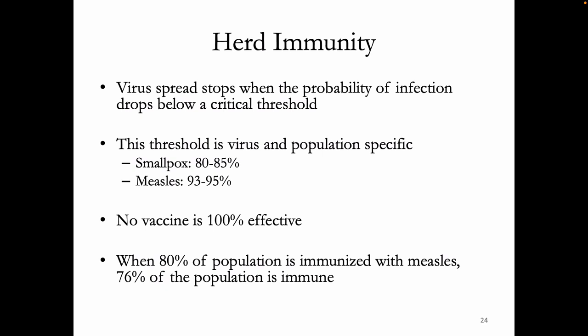So you can be like, oh, sweet, there's 5% that don't have to be. I'm going to be one of the 5% because I don't feel like it. Just know that that 5% also includes all the people who got vaccinated and the vaccine didn't work, and all the people who couldn't get vaccinated. And we don't really have a lot of room for error there. And so by all of us getting vaccinated, we can really help to make sure we're keeping that percentage high. And so you can see, for example, if you immunize 80% of the population with measles, only 76% are actually going to have a response. So we really don't have room for error on this one.